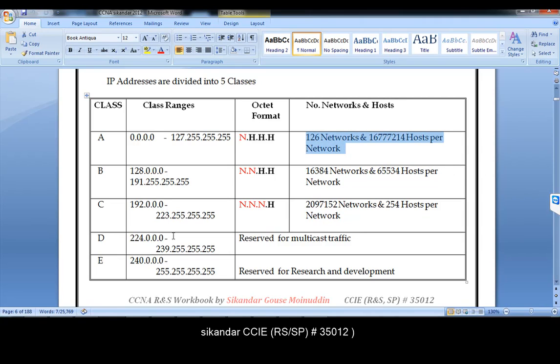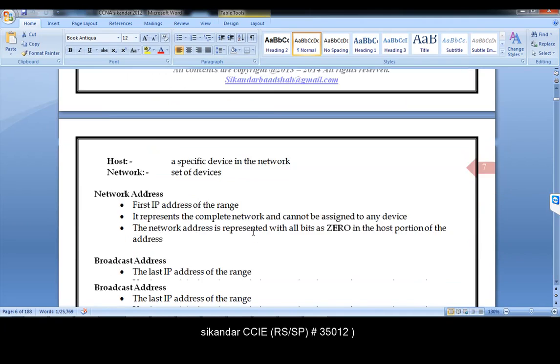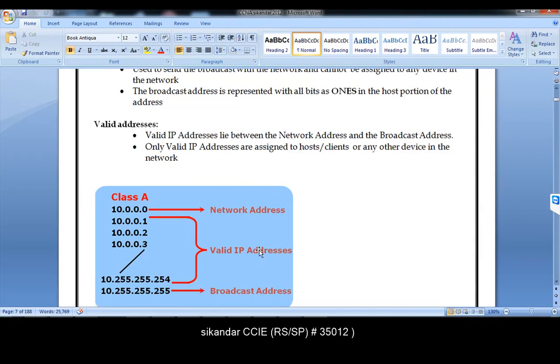So this is the main reason for classification: to meet different size requirements. Some organizations may have just 200 users. They can go with a C class, because C class supports 256 addresses in one network. If you need something beyond that, like a requirement of 500 or 1000, you can go with any B class or A class addresses. So to meet different size requirements, they use different classes.